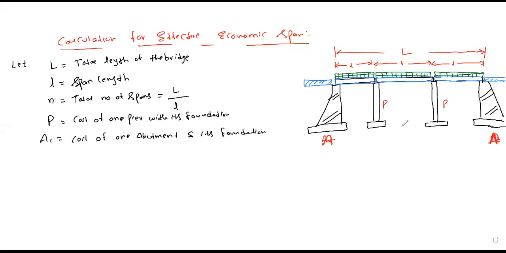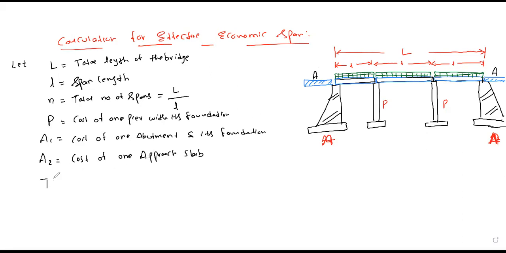How many abutments we have? We have 2. Okay. So cost of one pier with its foundation. How many piers we have? We have 2. Okay, like that. And next one, A2. A2 is nothing but cost of one approach slab. How many approach slabs we have? We have 2 approach slabs. Okay. So this is another A. Here we are considering abutment as A1 and approach slab as A2. Okay. Cost of one approach slab is A2.